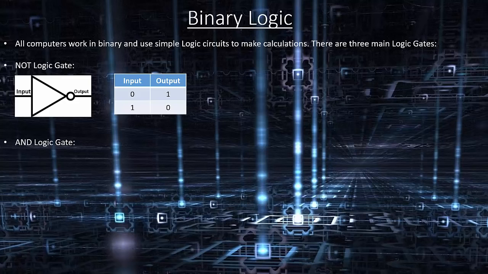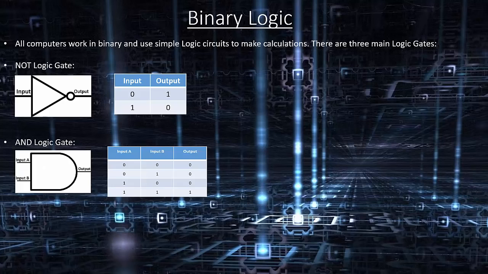And logic gate. When the input of A and B are both 0, the output is 0. When the input of A is 0 and the input of B is 1, the output is 0. When the input of A is 1, the input of B is 0, the output will be 0. If the input of A and B are both 1, the output will be 1.